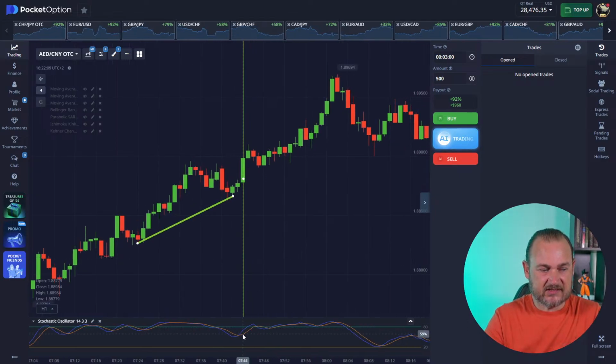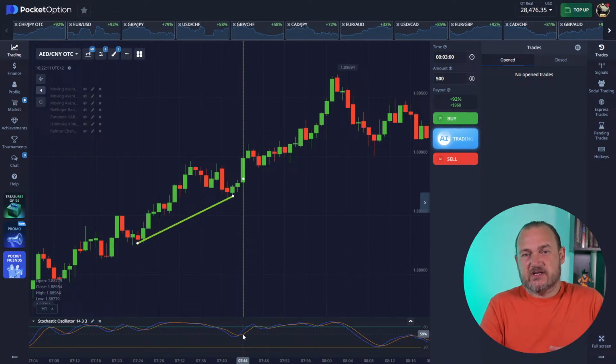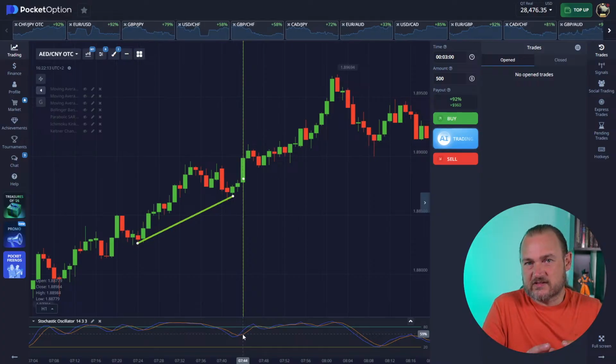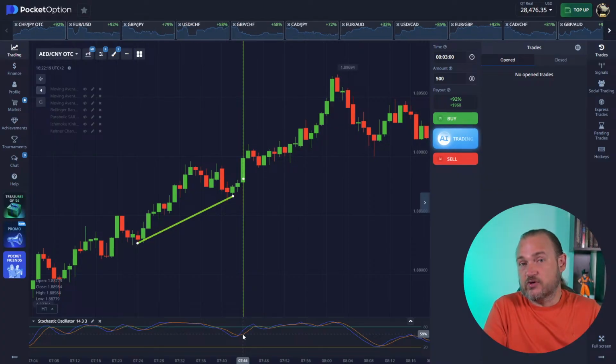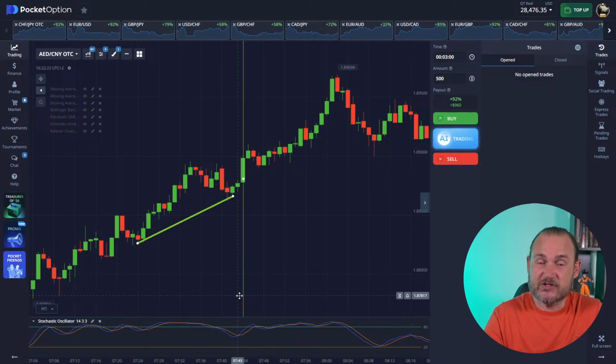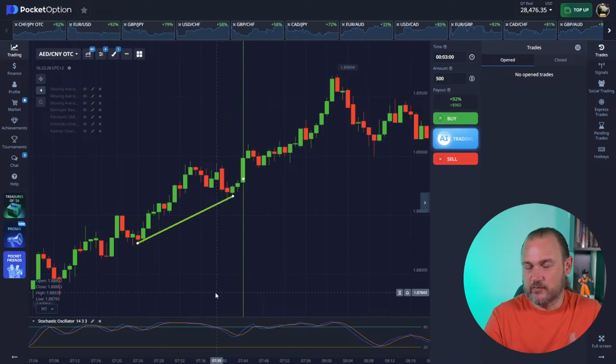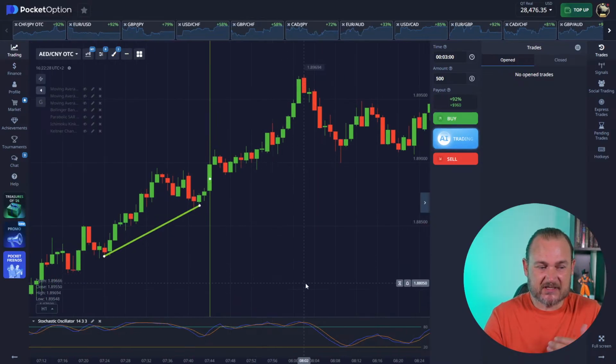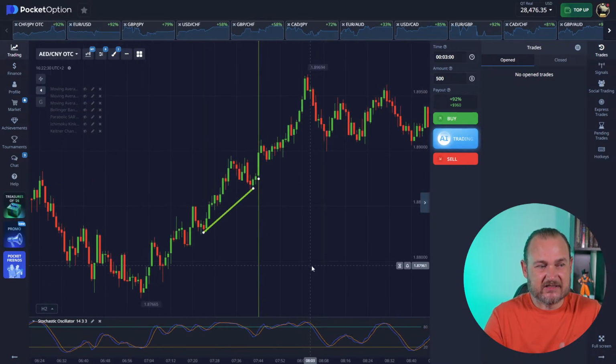And once the stochastic turns up like this, you must remember we started off with the stochastic being a momentum indicator. So once we get that bullish crossover, it's showing us that we've switched to bullish momentum, and it's increasing at the moment. Same goes for bearish crossovers. Once the stochastic makes a bearish crossover, we know that we're losing bullish momentum and we're starting to gain bearish momentum. It's as simple as that.